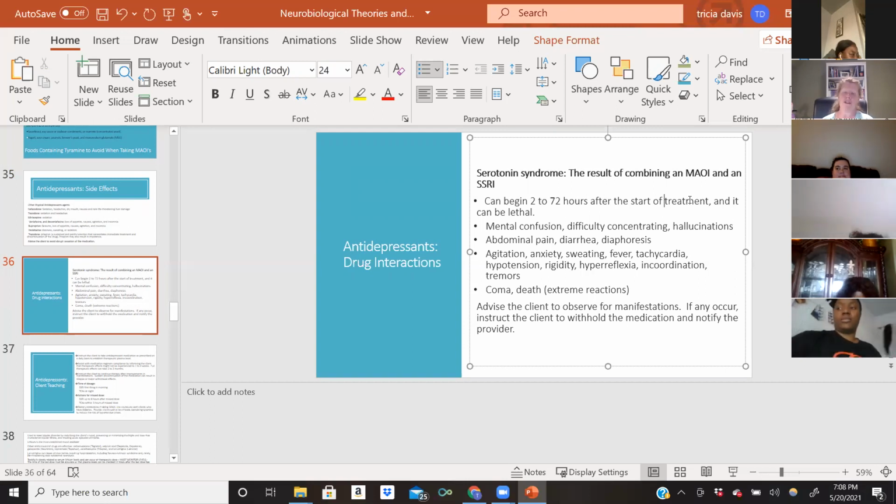So you would want to advise the client to observe for manifestations. If there are any, obviously instruct the client to withhold the medication and notify the provider. So this would be the only time that you would tell them to withhold the medication.